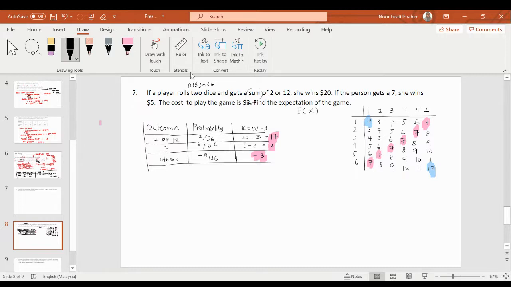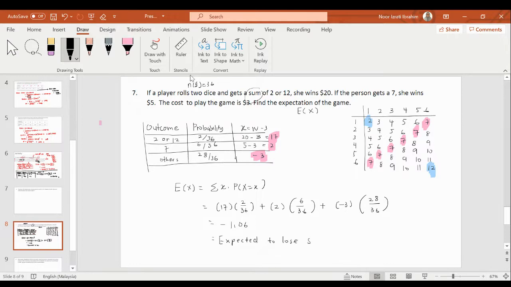And to find the expected value of x, it will be the summation of x multiplied by the probability when X equals x, which is 17 multiplied by 2 over 36 plus 2 multiplied by 6 over 36 plus -3 multiplied by 28 over 36. Then this will give us -1.06, or you can write it as expected to lose $1.06. This is for question number 7.